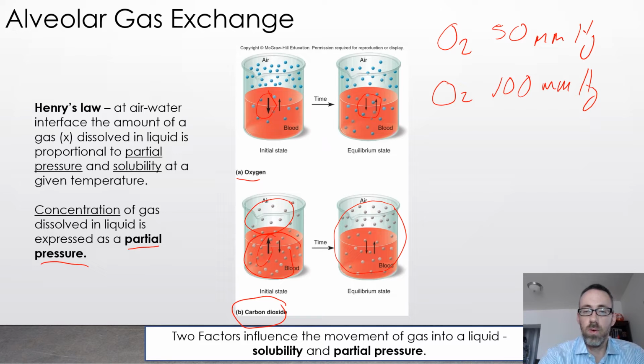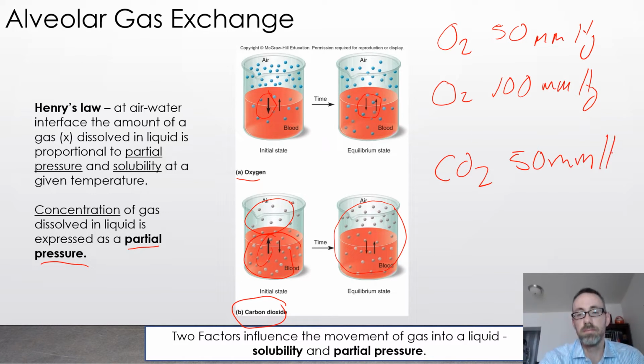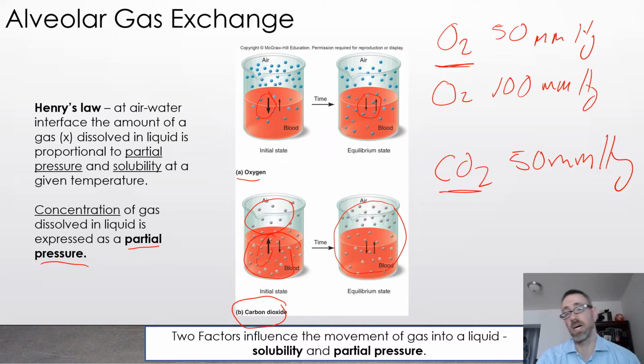Now, what if we have CO2 at 50 millimeters of mercury? Let's say we have oxygen and CO2 both at 50 millimeters of mercury. That's our partial pressure, excuse me. Does the 50 millimeters of mercury of oxygen that's dissolved represent the same concentration as the CO2 that will be dissolved at 50 millimeters of mercury? No, it doesn't, because they have different solubilities. Since CO2 is more soluble, at 50 millimeters of mercury I would have a higher content of CO2 in the blood compared to oxygen.